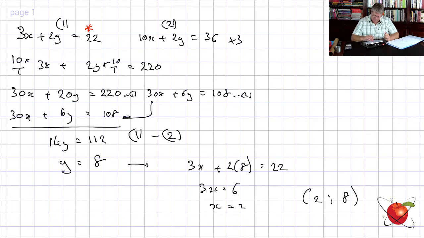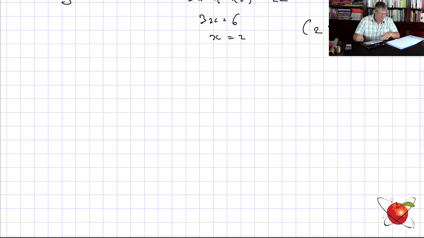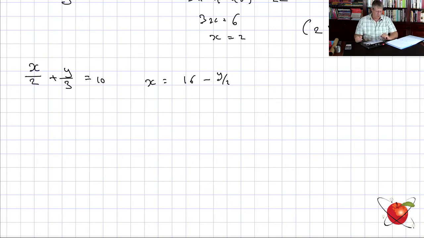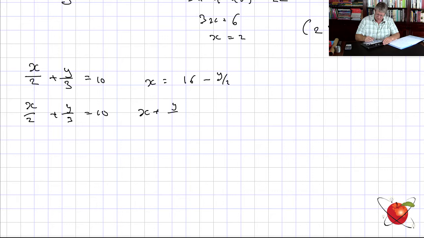Right, now what happens if we put in a fraction, shall we? Let's say we've got this: x over 2 plus y over 3 equal to 10. And they say x is equal to 16 minus y over 2. All right? What are we going to do here now? We are going to put them into the same form. x over 2 plus y over 3 equal to 10, and x plus y over 2 is equal to 16. I've just taken that to the other side, okay?